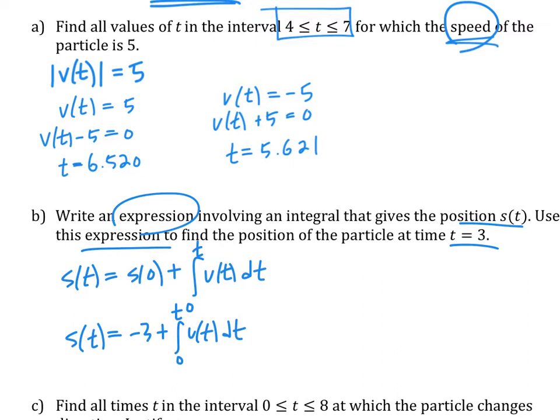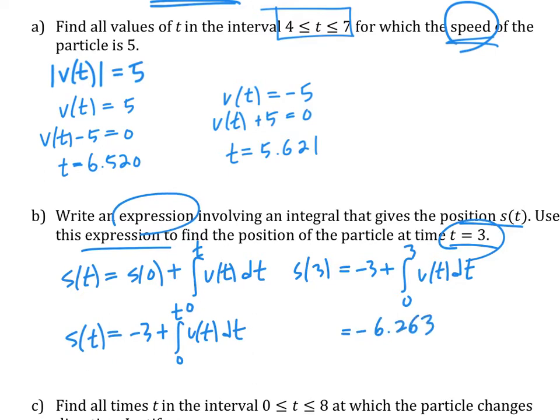Please make sure when you're reading a question, you answer every part of the problem. Some of you spend a lot of time answering just the first part, but you skip whatever else there is. So please be careful. They want you to actually figure out what it is at 3. So S of 3 is equal to negative 3 plus the integral from 0 to 3 of v of t dt. Again, just use your calculator to figure out that answer. This is negative 6.263.